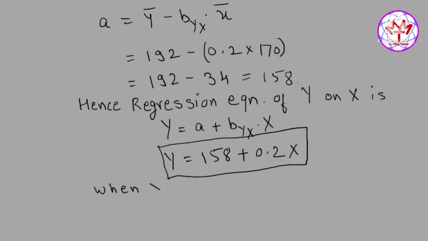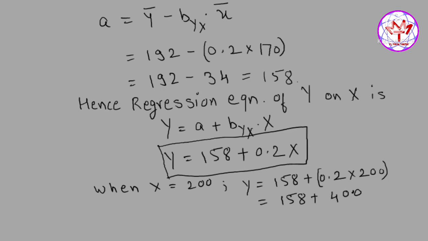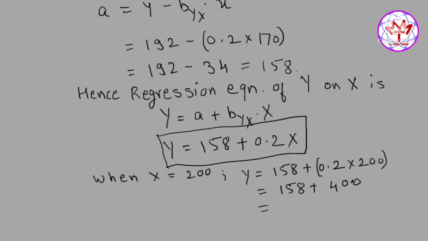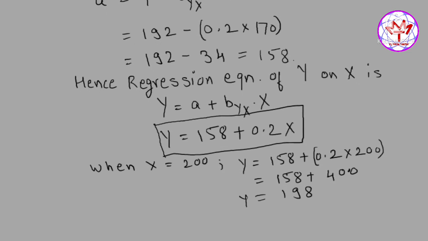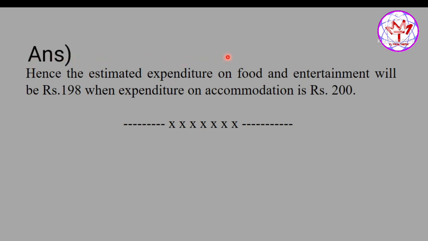So when x is equal to 200, y is equal to 158 plus 0.2 into 200. So 158 plus 40 is 198. So y is equal to 198 when x is equal to 200. Now let us write the final answer. Hence, the estimated expenditure on food and entertainment will be rupees 198 when expenditure on accommodation is rupees 200.